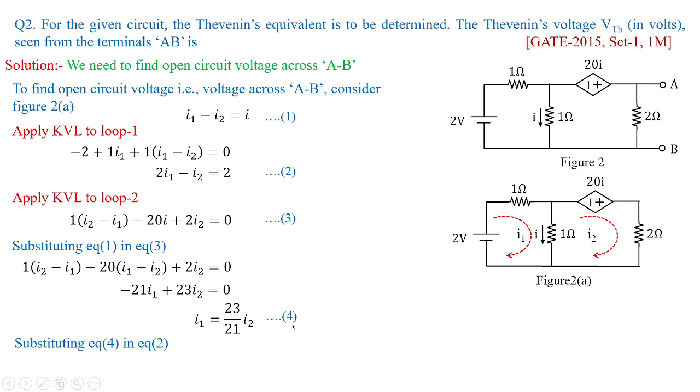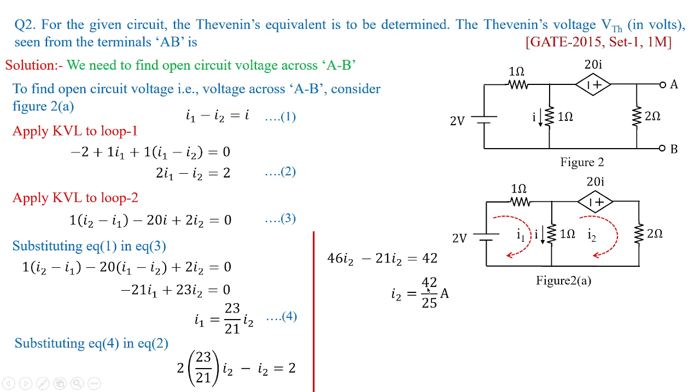Treating this as equation 4 and substituting equation 4 in equation 2, I'm going to get 2 I1 is there, so 2 times 23 by 21 I2 minus I2 is equal to 2. Now with proper LCM, I'm going to get 46 I2 minus 21 I2 equal to 42. In fact, I2 will be equal to 42 by 25 amperes.